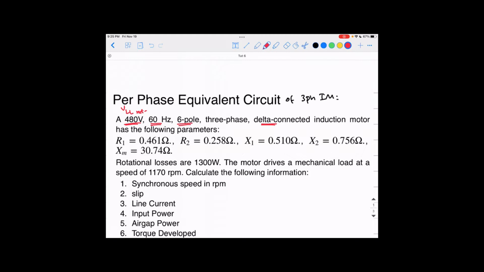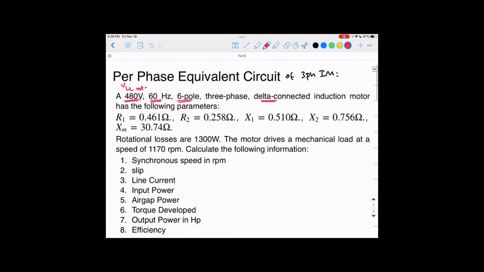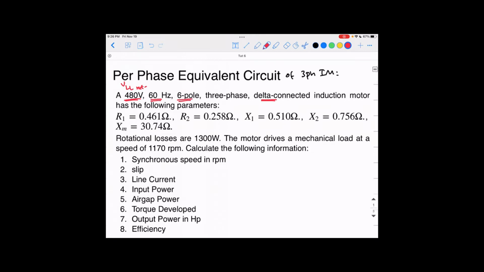Again, if it is not stated, it will be Y connected by default, but here it's stated that it's delta connected. Induction motor, and here it has the following parameters. It's giving you the per phase equivalent circuit parameters: R1, R2, X1, X2, and XM. For the first glimpse, RC is not given, so let's continue with the problem.